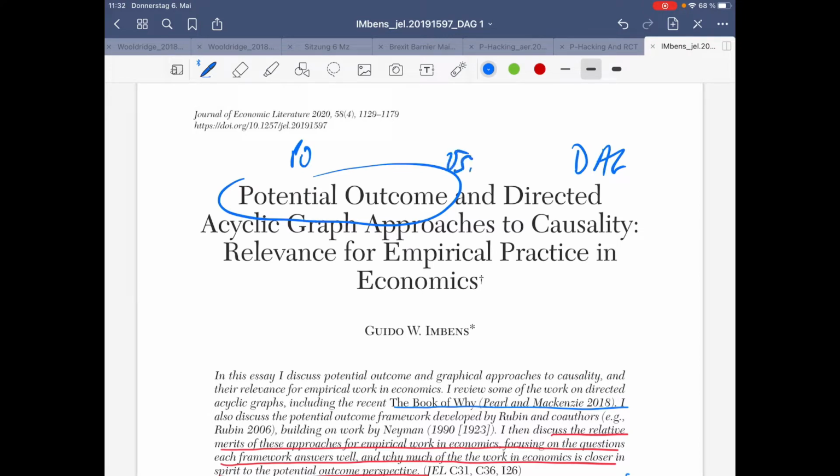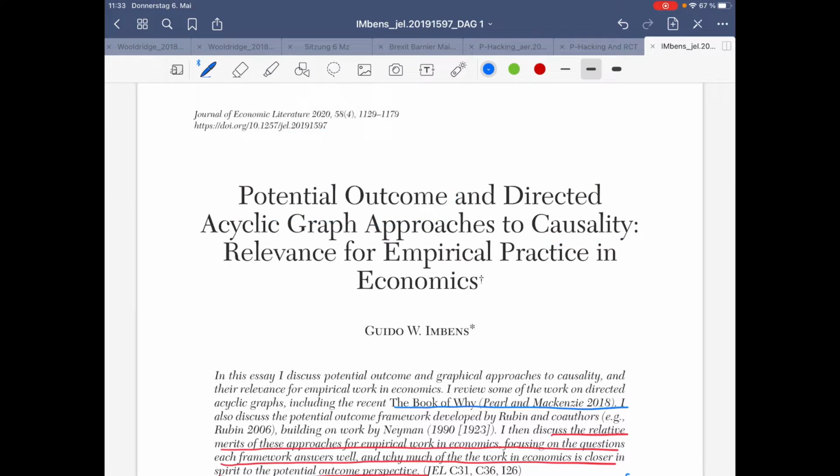So which one is more convenient? The well-known, well-established potential outcome approach, or the pretty new, at least for economists, Directed Acyclic Graph approach, DAG approach, to causality.